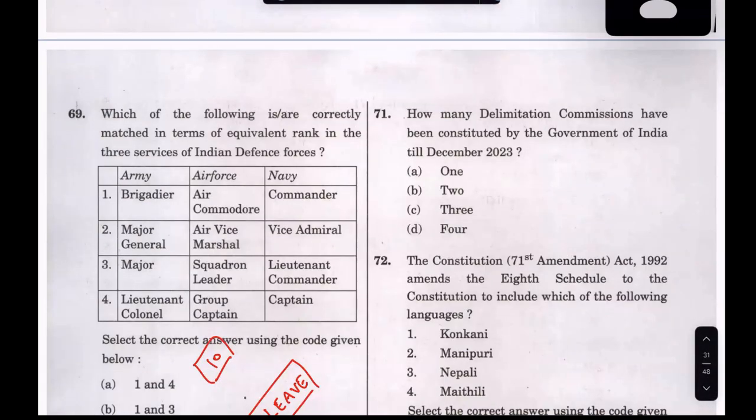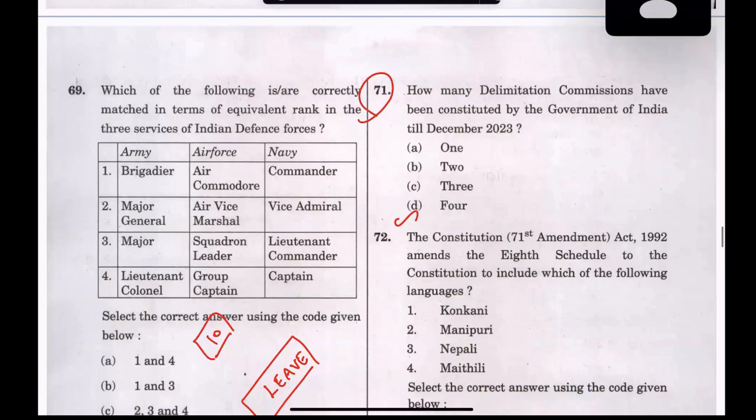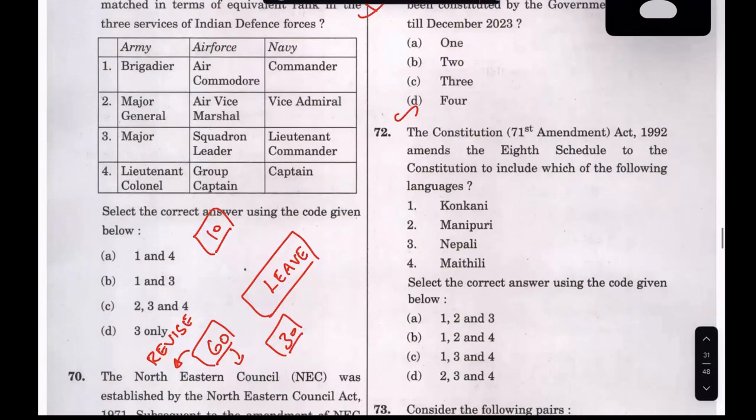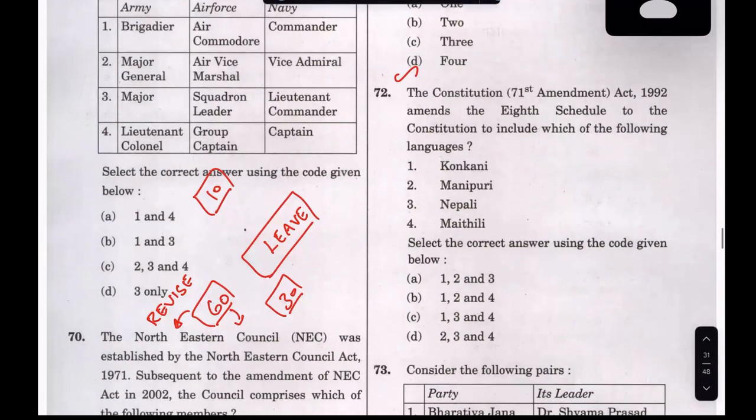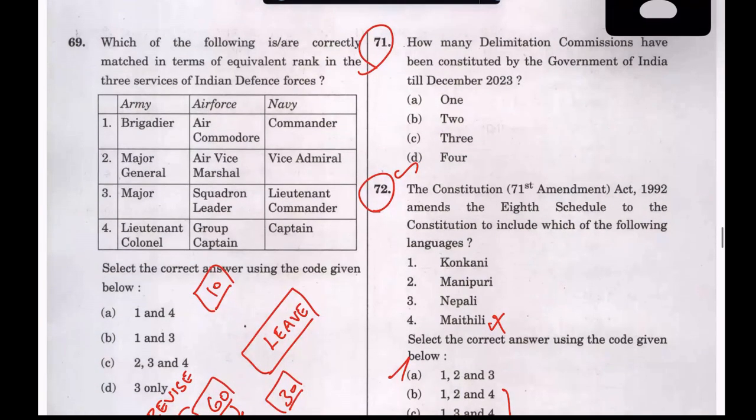So, and this one is a direct question, 71. You can take this question, the delimitation commission, how many laws already. This was a very important thing. And this is also a kind of question that you should have known. So this is not true though. See, these are the questions that you should have worried about.